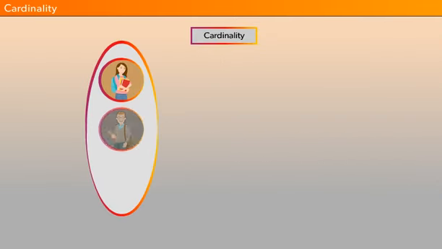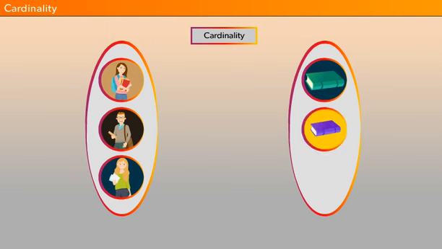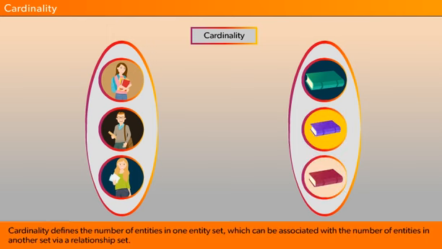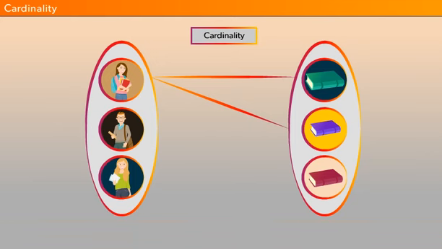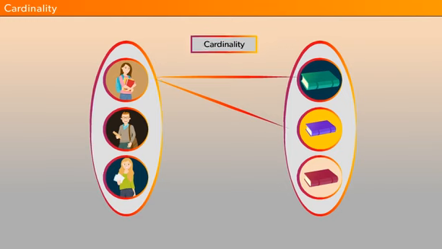Cardinality. Another important term in defining the relationship is cardinality. Cardinality defines the number of entities in one entity set, which can be associated with the number of entities in another set via a relationship set. There are different types of relationships based on cardinalities.